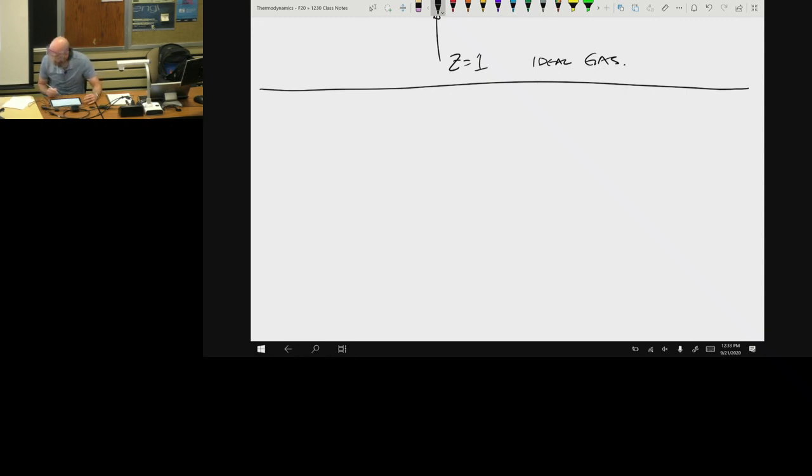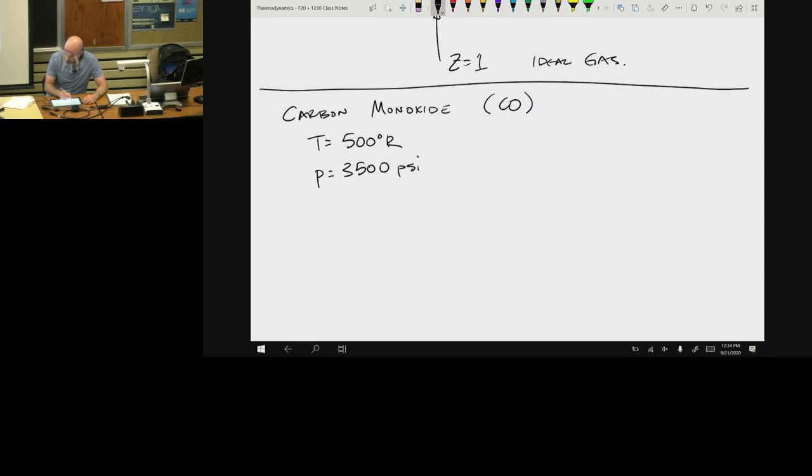So in our first problem here, we have carbon monoxide, and that is going to be CO. We know that the temperature of the carbon monoxide is 500 degrees Rankine. We know the pressure is going to be equal to 3,500 psi. And we know the mass of this is equal to 150 pounds mass. And we want to figure out what is the volume of that carbon monoxide. That's what we want to find.